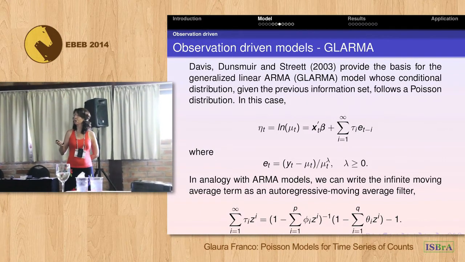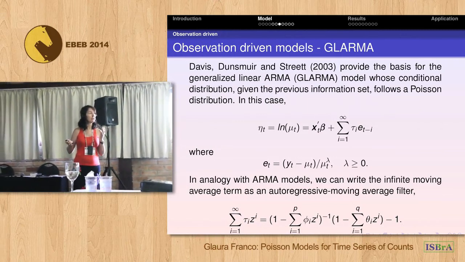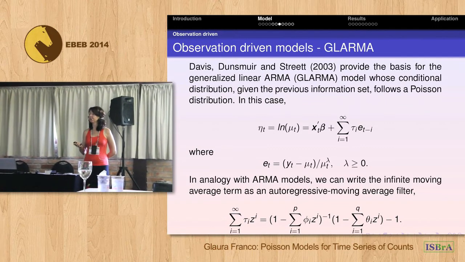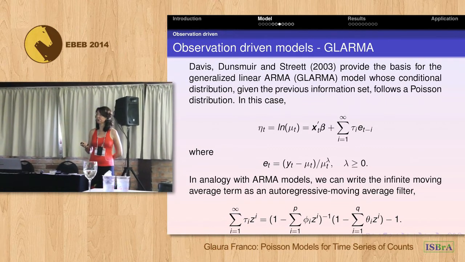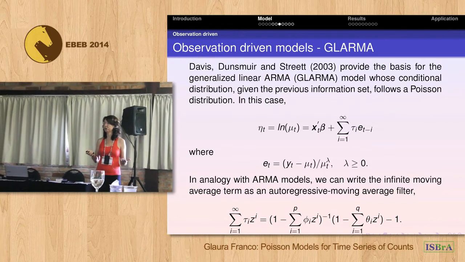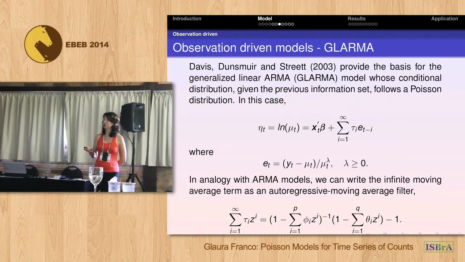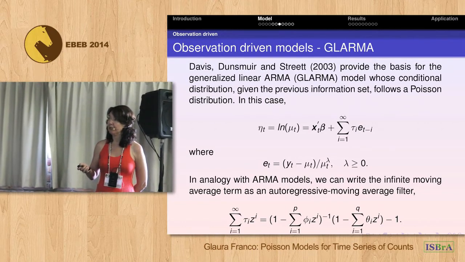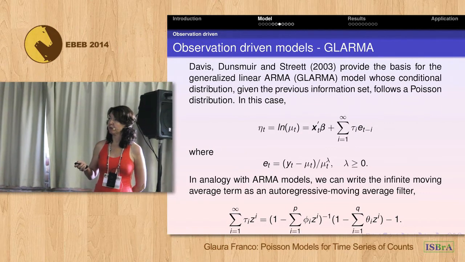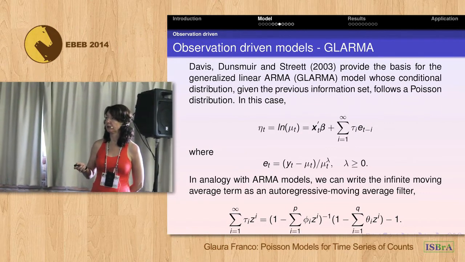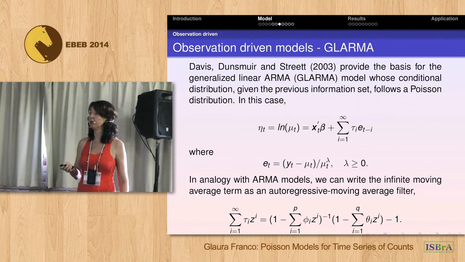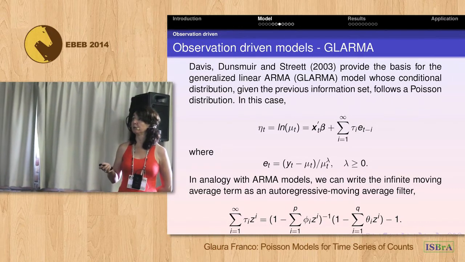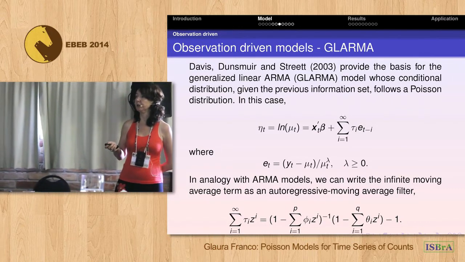On the other side, the GARMA model, it's slightly different from the GLARMA, was proposed by Davis. It has the same structure here. So this, which is the Zt, is an infinite moving average component. And this noise here is given by some residuals. For example, Poisson residuals, which were chosen by Davis et al. to replace these residuals here.